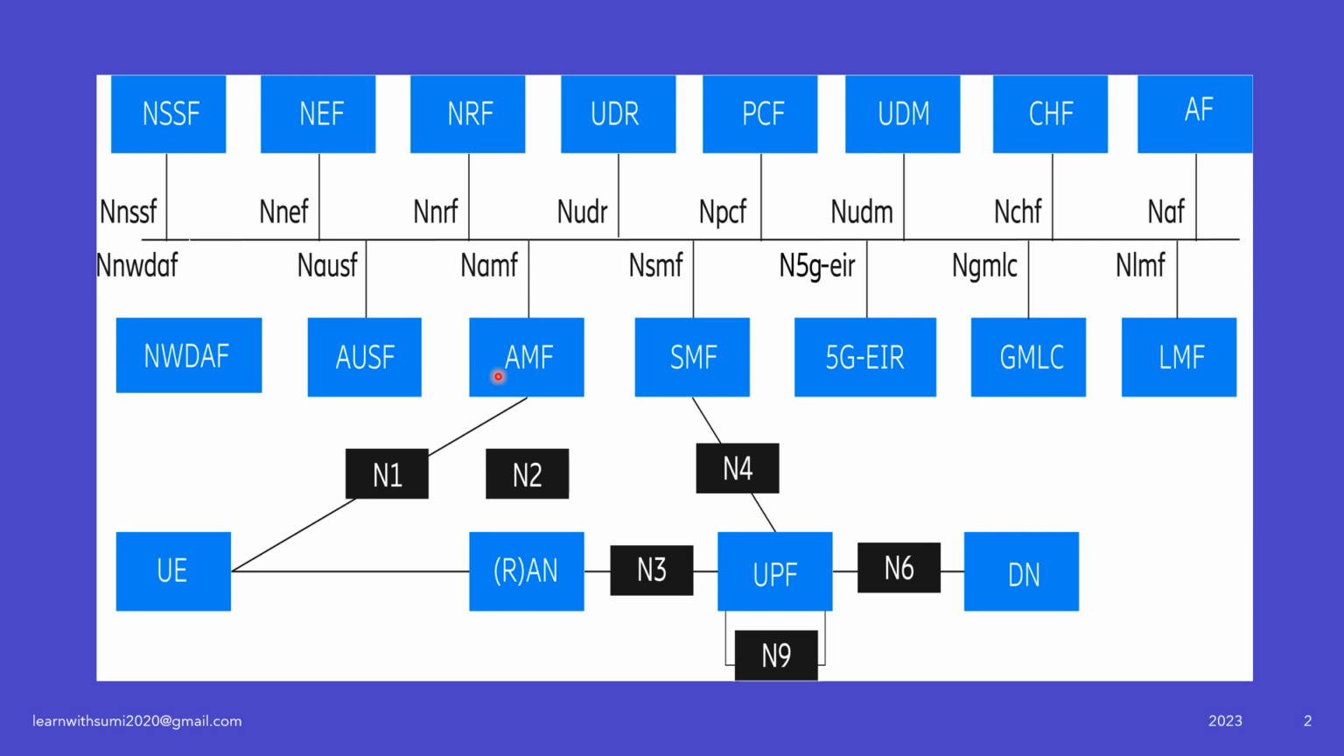Then we have network slicing. The AUSF supports network slicing, which allows 5G network to be divided into multiple logical networks to support different use cases and applications. It ensures that subscribers are authenticated and authorized for the appropriate network slice based on their identity and subscription data.